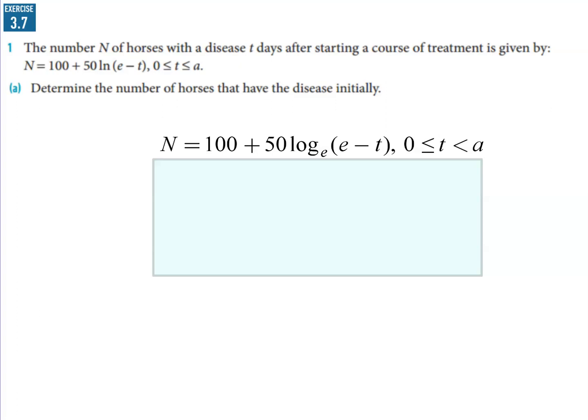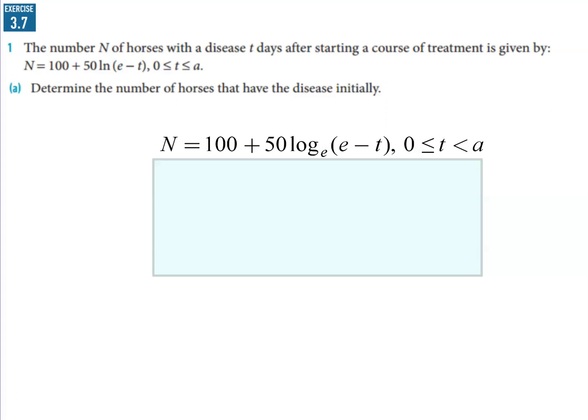Okay, let's get started. I'll read out the question first. The number n of horses with a disease T days after starting a course of treatment is given by the equation shown. The first question is: determine the number of horses that have the disease initially. So pause the video and have a go yourself, please. Okay, let's assume that you've done that, and let's go through the solutions.